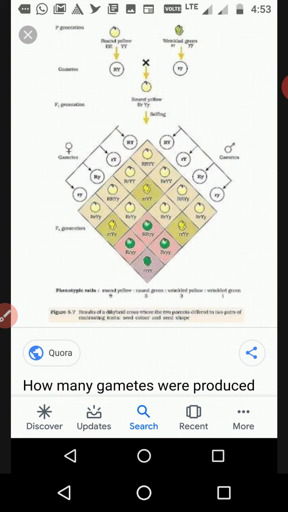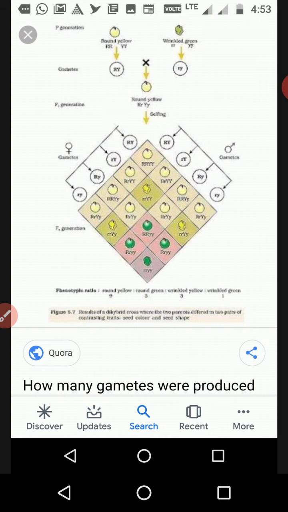Clear? And now the next parent of the parent generation has other characters: the wrinkle or shrunken seeds, मुरझाए हुए बीज, and the second character is that all the seeds are green in color.